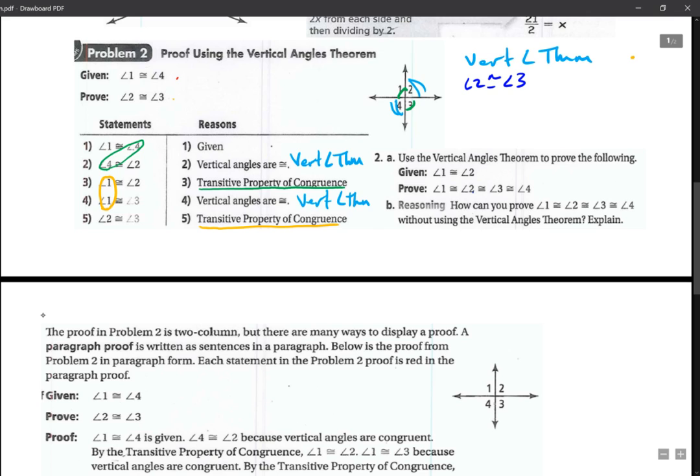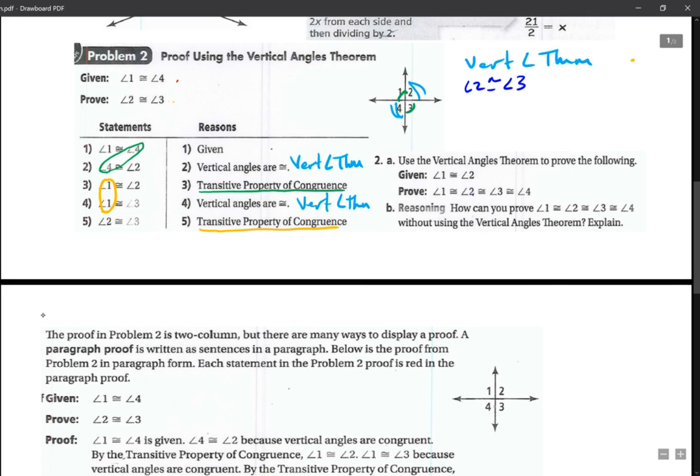And we know 2 and 4, so we can say angle 3 is congruent to angle 4, which is going to give us angle 2 is congruent to angle 4, which means angle 1 is congruent to angle 4, and everybody else. This is just a whole lot of transitive property of congruence. Yeah? And we'd write that up in a nice proof.